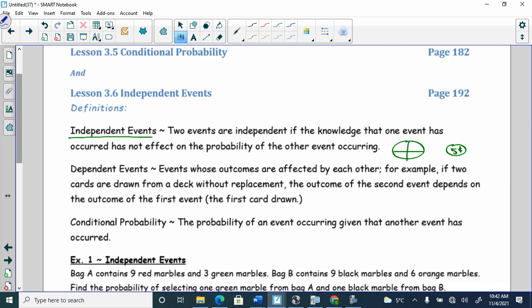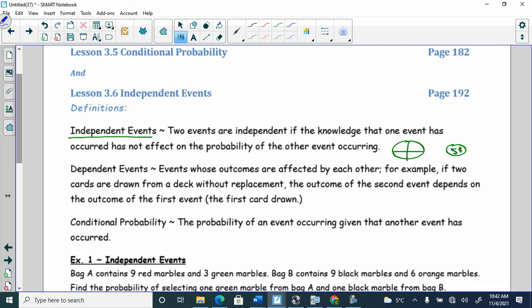Does spinning the spinner and then tossing the coin affect each other? One event I do alone, another event I do alone. I could do them out of order. I could flip the coin, then spin the spinner, or I could spin the spinner, then flip the coin, and I get the same answer, correct? Because they wouldn't affect each other.